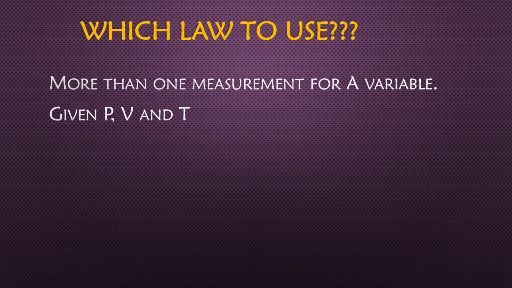So once again, we are given more than one measurement for the variables, and now we have the pressure, volume, and also the temperature. Whenever you see all three of them, and they have more than one measurement or more than one quantity, that's when we'll be using the combined gas law.